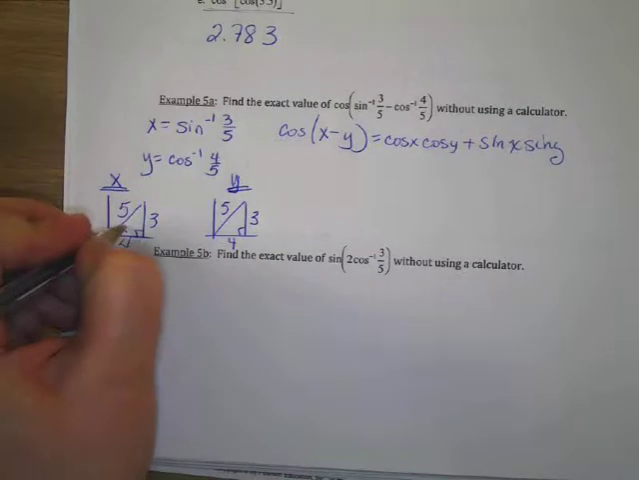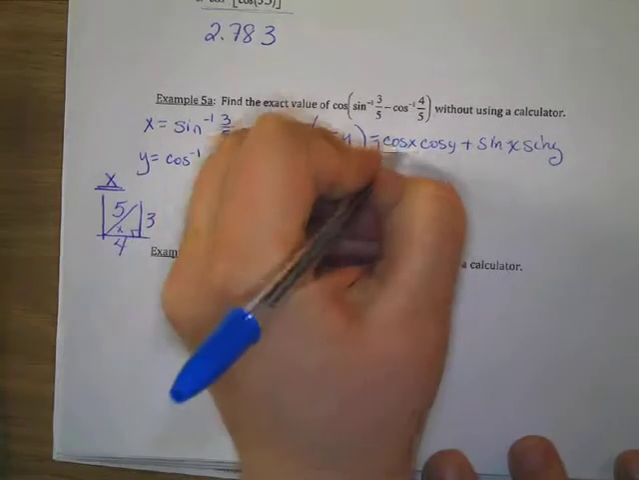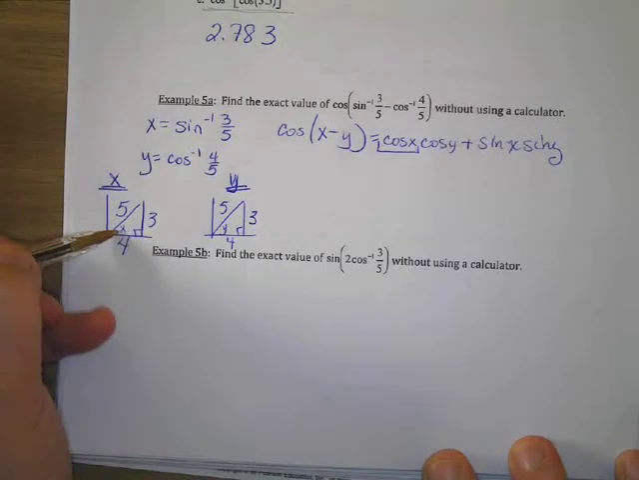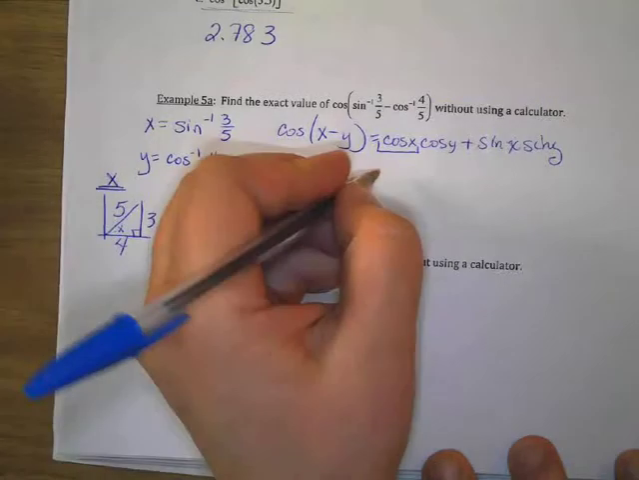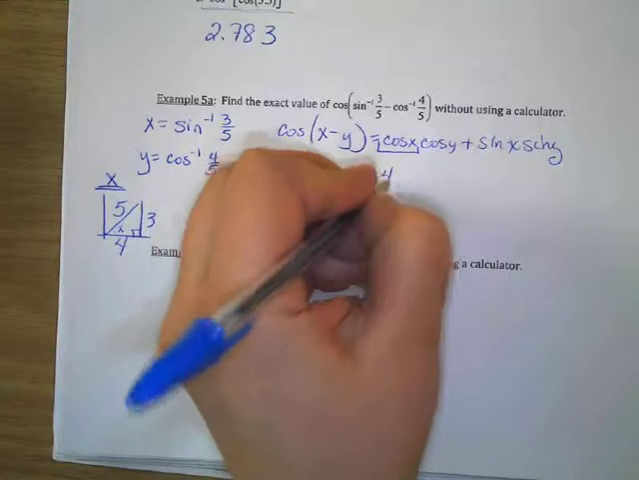So my angle is x over here, and my angle is y over here. Now we're going to use the ratios. So cosine of x. Go to your x triangle. What's cosine of x equal to? 4/5. Now am I going to replace x or the whole thing? The whole thing.